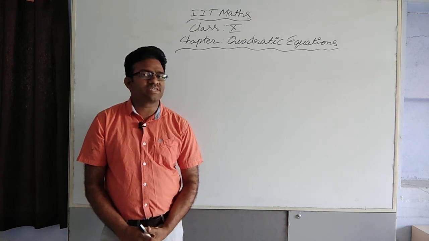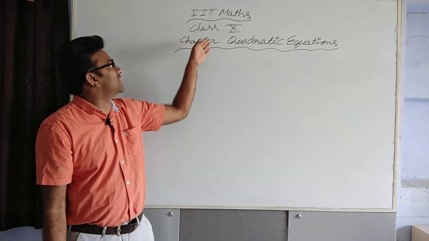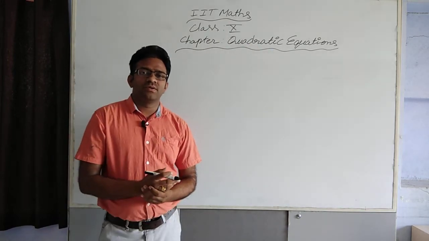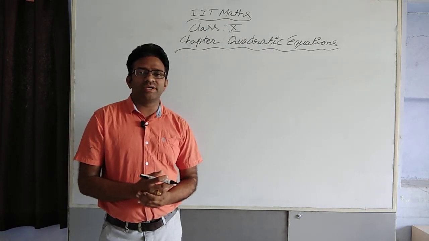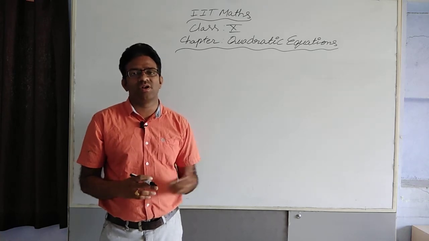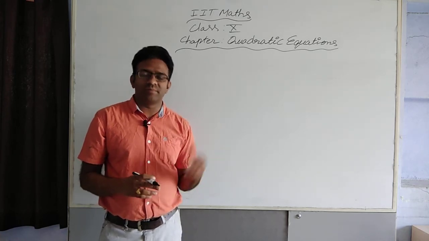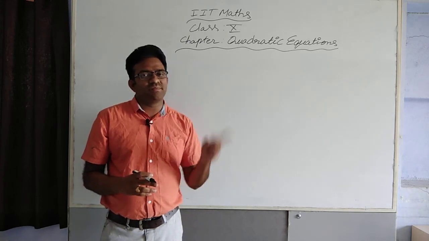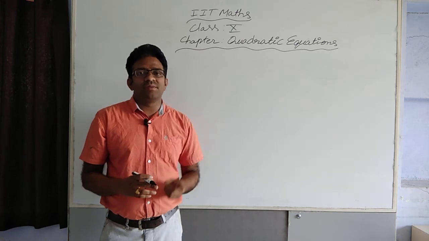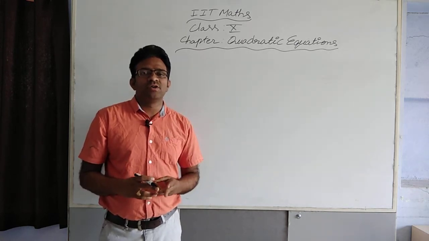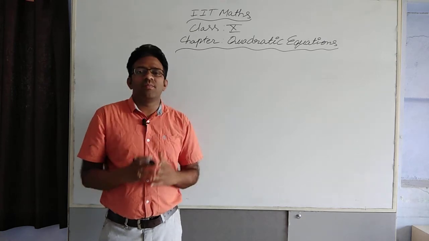Today I am going to discuss IIT Mathematics class 10, chapter quadratic equations. We know very well about polynomials. We have seen different types of polynomials: linear polynomial, quadratic polynomial, that means second degree polynomial. Linear polynomial means first degree polynomial. Quadratic polynomial means a second degree polynomial. Trinomial, that means a cubic polynomial. So we have seen different types of polynomials.